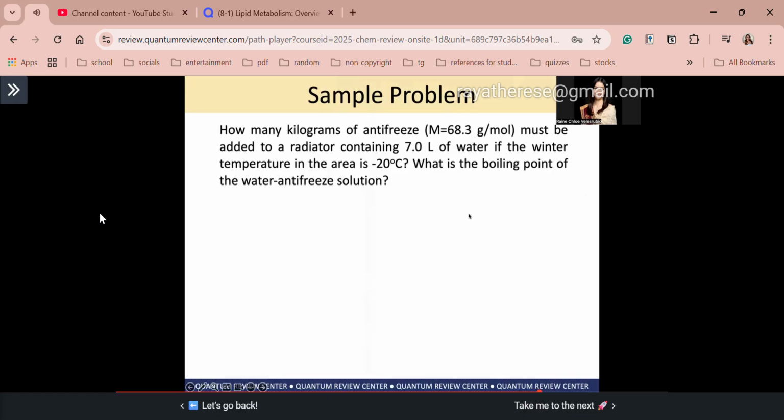Next, how many kilograms of antifreeze with molar mass 68.3 grams per mole must be added to a radiator containing 7 liters of water if the winter temperature in the area is negative 20 degrees Celsius? What is the boiling point of the water antifreeze solution? So guys, in this case, our solvent is water, antifreeze is our solute. So we are here given actually the freezing point of the solution, kasi mahanap natin yung solution ng antifreeze and water within this area with a temperature of negative 20 degrees Celsius.